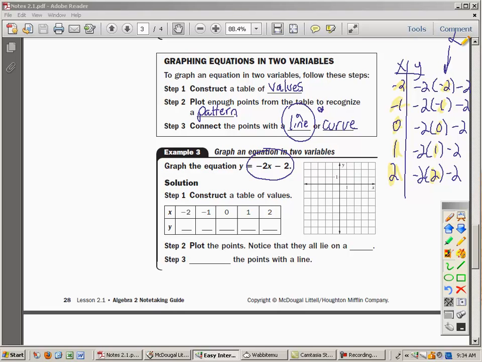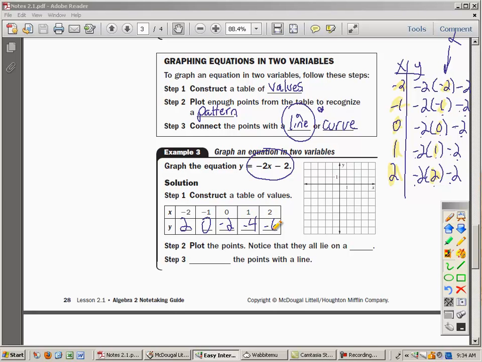All right, so now we have to do some evaluating. Negative 2 times negative 2 becomes positive 4, and 4 minus 2 is 2. In the next example, negative 2 times negative 1 becomes positive 2, and 2 take away 2 is 0. Negative 2 times 0 is 0, and 0 take away 2 is negative 2. Negative 2 times 1 is negative 2, minus 2 more becomes negative 4. And finally, negative 2 times 2 is negative 4, negative 4 minus 2 more is negative 6.